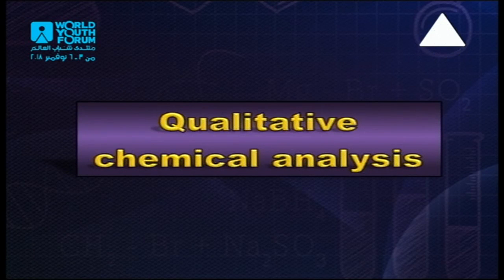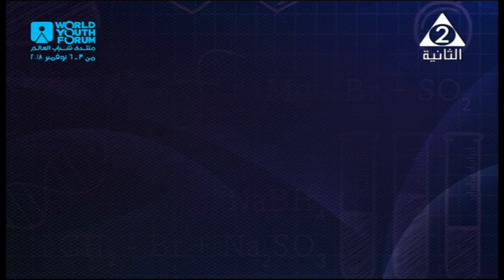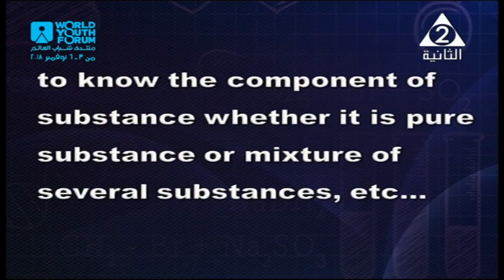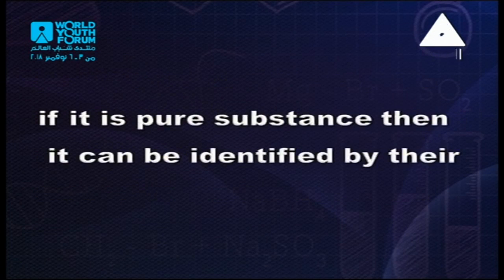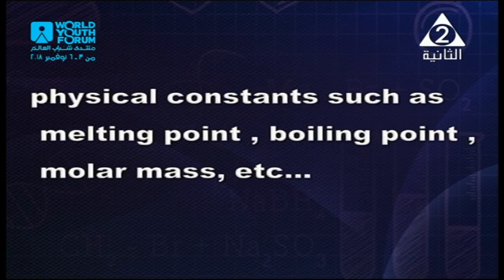What about qualitative chemical analysis? We mentioned that qualitative analysis aims at many things: to know the components of a substance, whether it's a pure substance or a mixture of several substances and so on. Also, if it's a pure substance, it can be identified by its physical constants, such as melting point, boiling point, molar mass, and so on. All of them are about qualitative analysis.